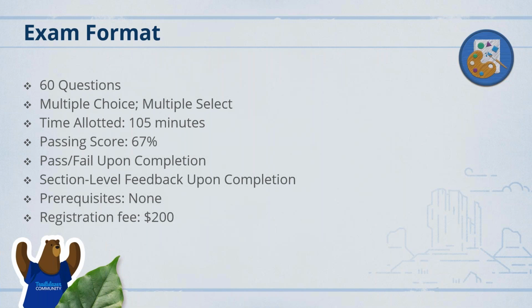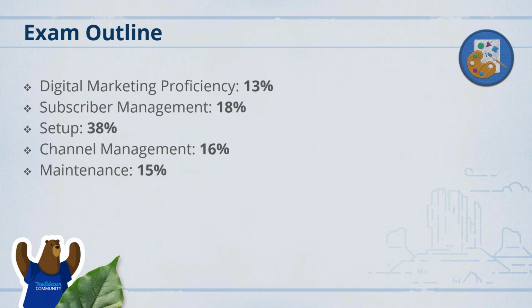If we couldn't pass on the first take, we will get a section level feedback that is also emailed to you. So you can go and review the percentage for each section, and you can find out on what sections you would need improvement on. There are no prerequisites for this certification, and you can go from 0 certified to certified. The registration fee for this is $200, and the retake fee is $100. And here's the exam outline, the various objectives covered.